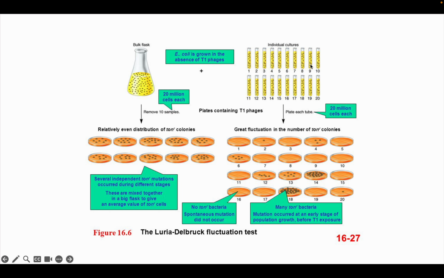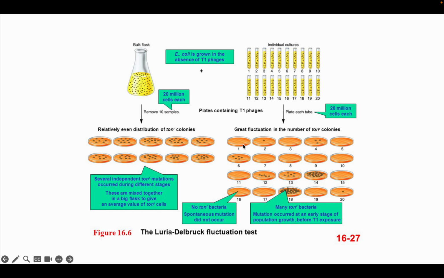In this case, because they all are Ton sensitive, they are not TonR, right? So they cannot grow. Only the bacteria that acquired mutation randomly will grow. And the earlier they acquired mutation, the more they grow. So when we plate them, you can see the mutations.